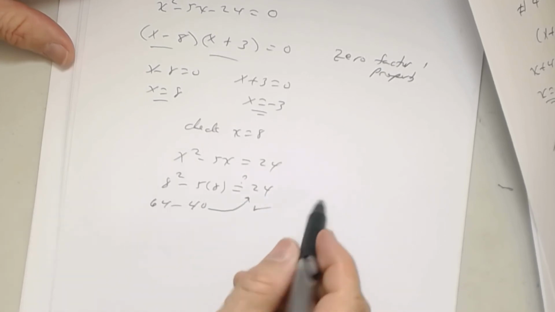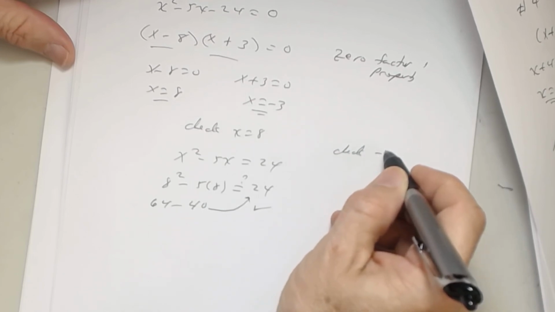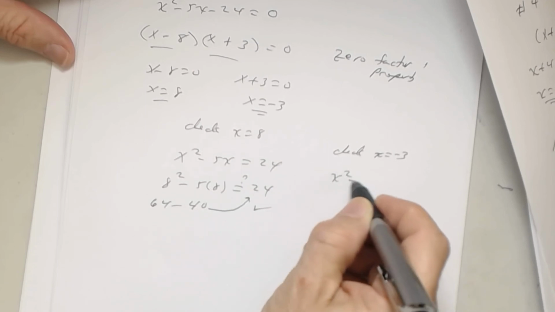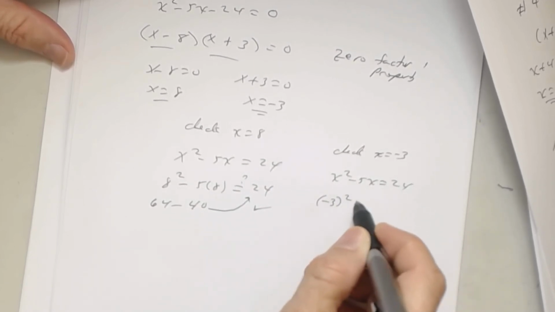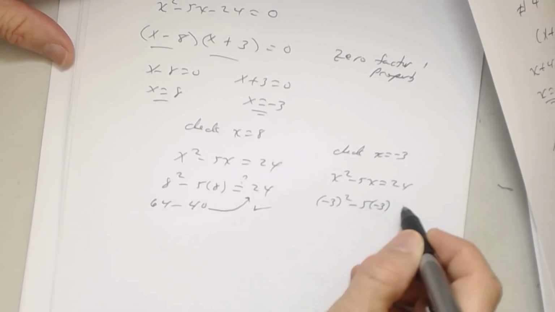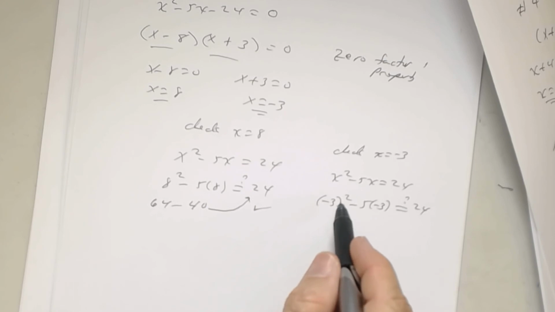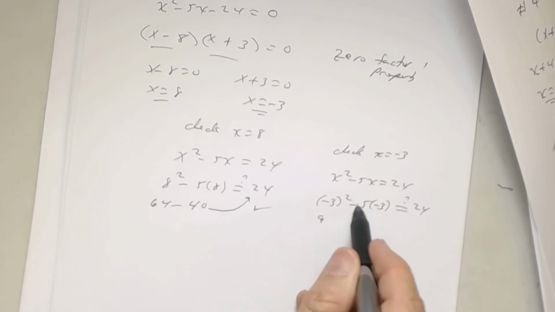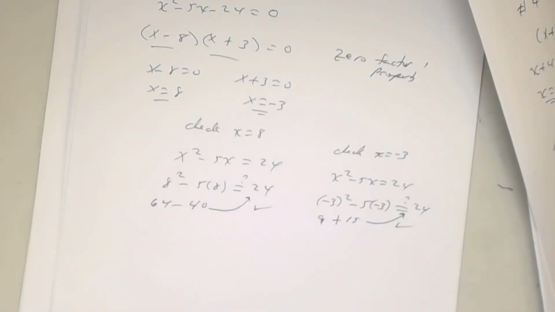Yes. So then you do the same thing with negative 3. So I get negative 3 squared minus 5 times negative 3. And again, is that equal to 24? What's negative 3 squared? What's a negative times a negative? So what's 5 times 3? What's 9 plus 15? 24. Okay?